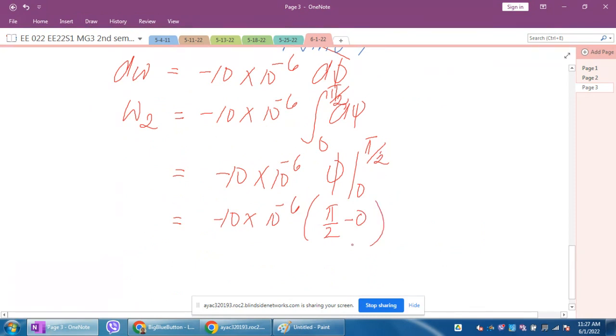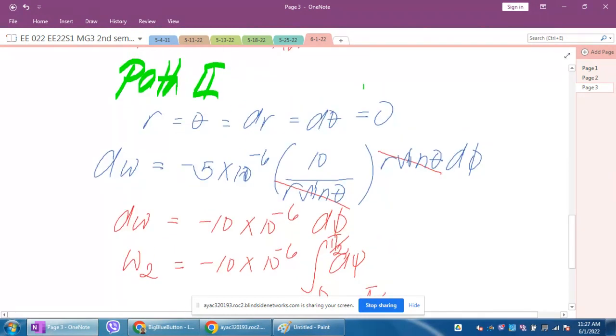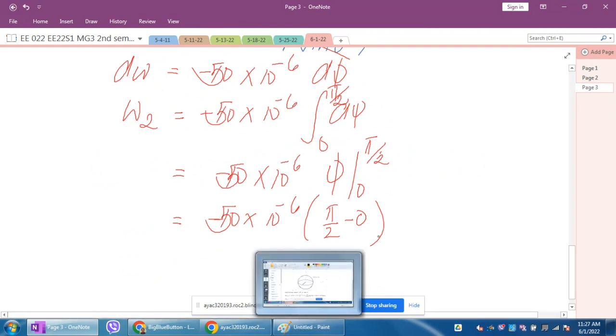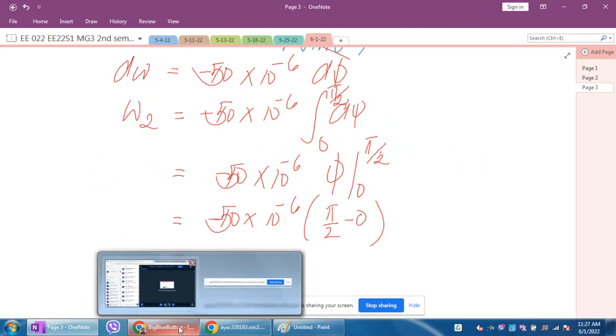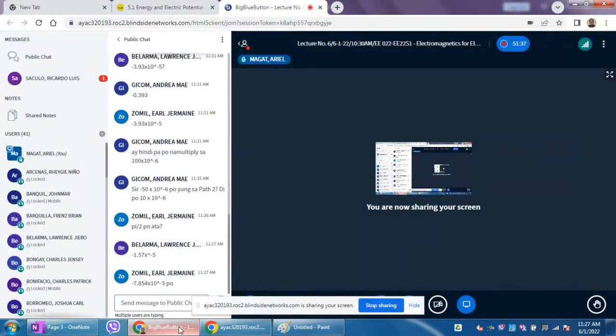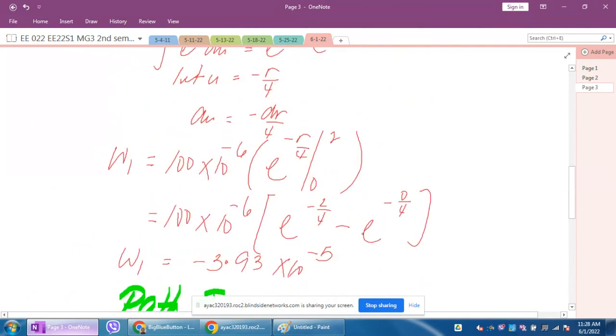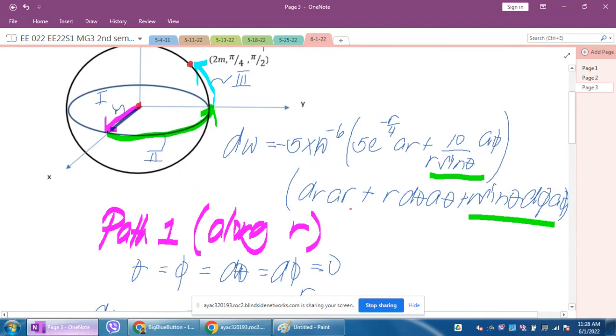Pag ganyan po, radian value yung pi over 2. How much is pi over 2 times negative 10? Ay, sorry. Not negative 10. This is 50. Negative 50 times 10 raised to negative 6. How much is this, times pi over 2? Chat box po. Negative 7.854 times 10 raised to negative 5. Okay, definitely ang unit natin yan, joules. Okay, and then let's move to path number 3.